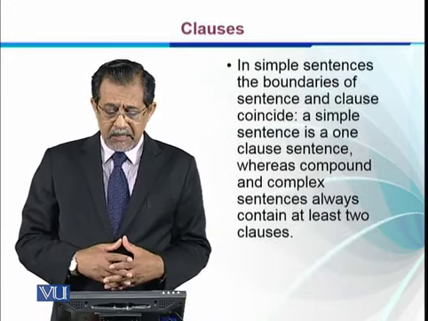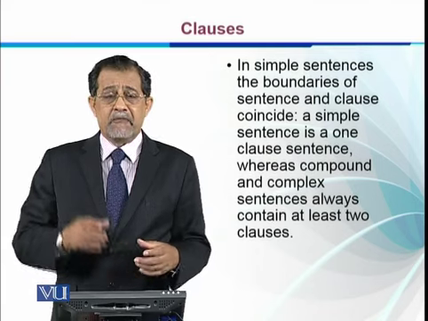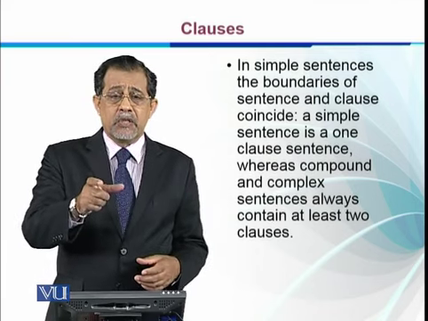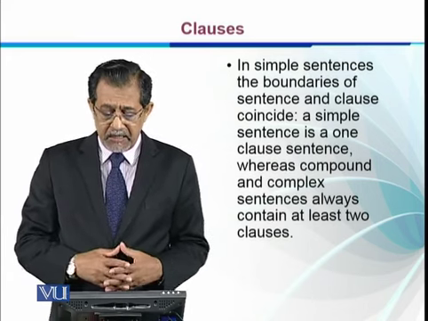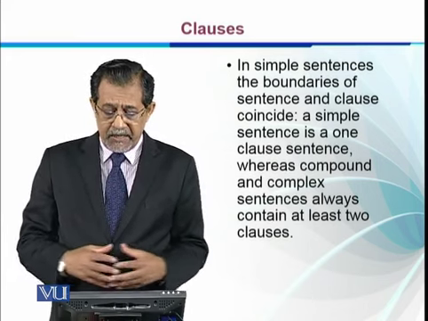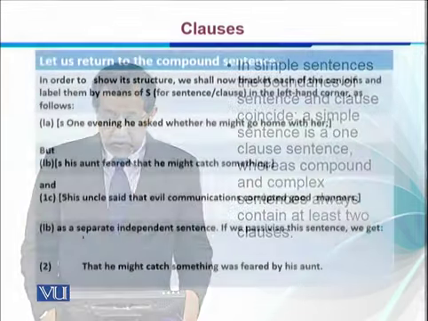In simple sentences, the boundaries of the sentence and clause coincide. For example, "He's a teacher" is a sentence, as well as a clause. A simple sentence is a one-clause sentence, whereas compound and complex sentences always contain at least two clauses.